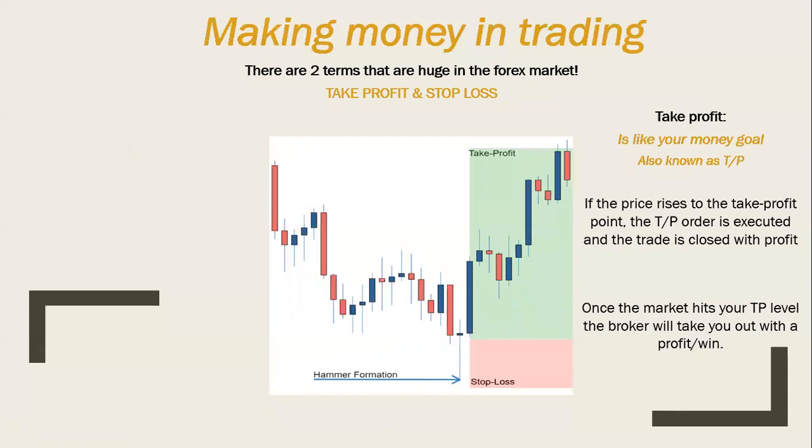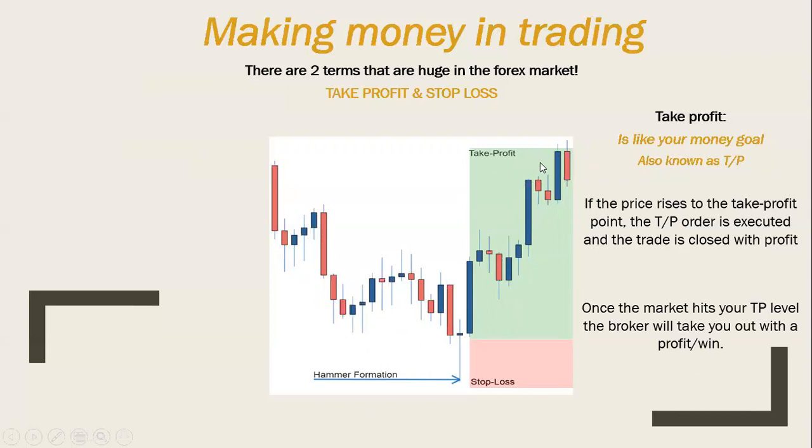So here's the thing, guys. Let's talk about exactly what they are. So take profit is like your money goal. It's when you look at the market and you say, okay, I see it here. Let's say that again, that green and red where that area meets. Let's say you're here in the market, you're looking at it and you say, you know what? I'm anticipating it rising to a certain point. And when the price rises to that point, your take profit, which is also known as TP, is executed. That is when the broker says, they told me this is the number or the limit they wanted it to reach. And when it reaches that, it will kick you out with a profit and with a win.